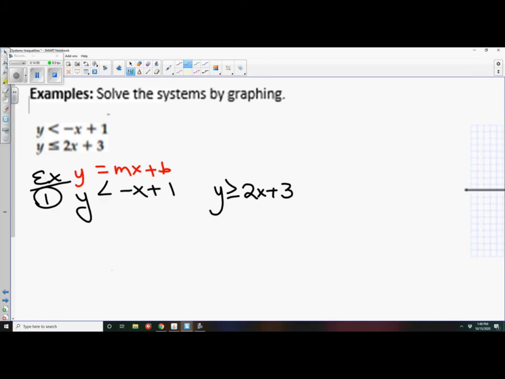So for this first one here, I'll make it purple. What's his m going to be? You want negative 1 over 1. You got negative 1 over 1 because there's a negative 1 here for the x. And where are we going to begin? Where's their b? Where's it going to begin? 0, 1. There we go.